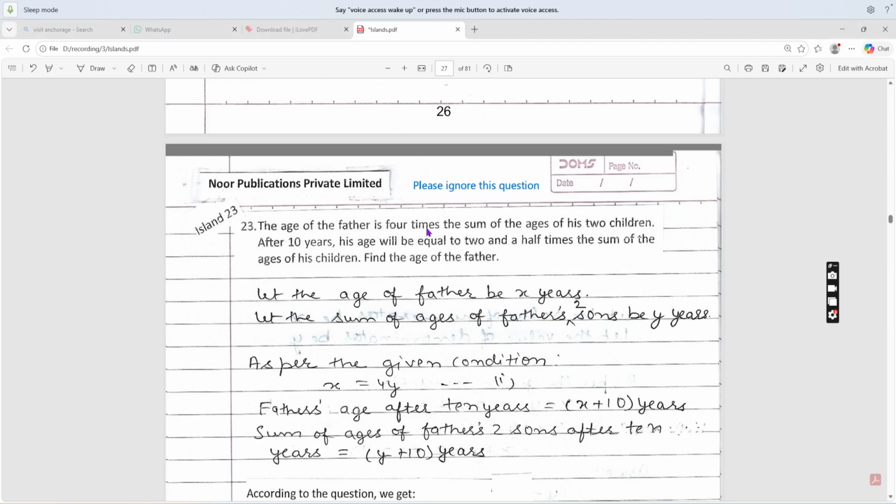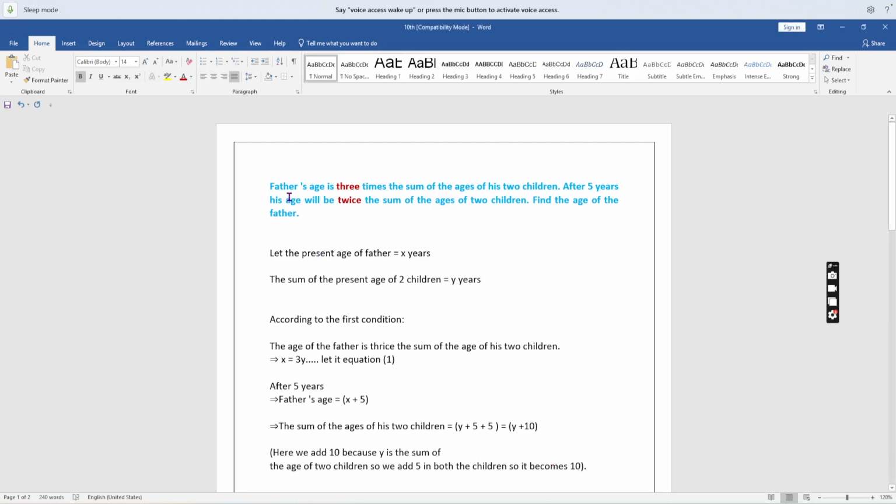I am giving you one substitute of this question. Just see. Here we go. Father's age is 3 times the sum of the ages of his two children. After 5 years, his age will be twice the sum of the ages of two children.